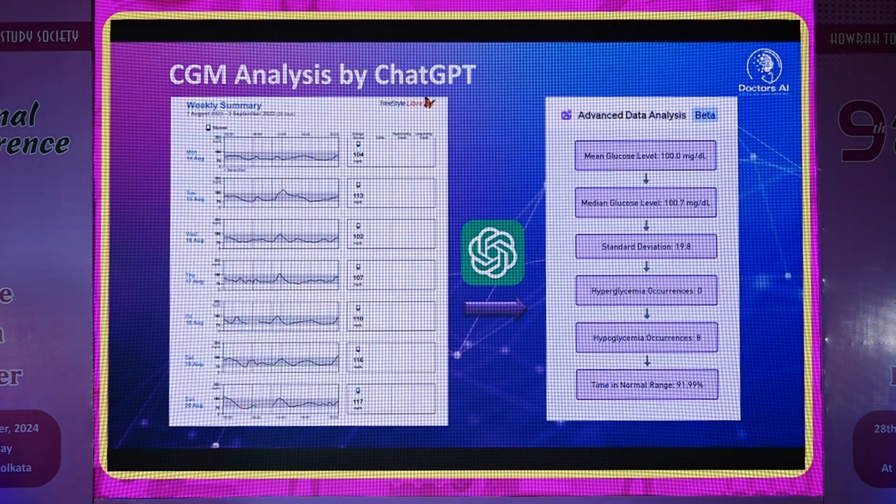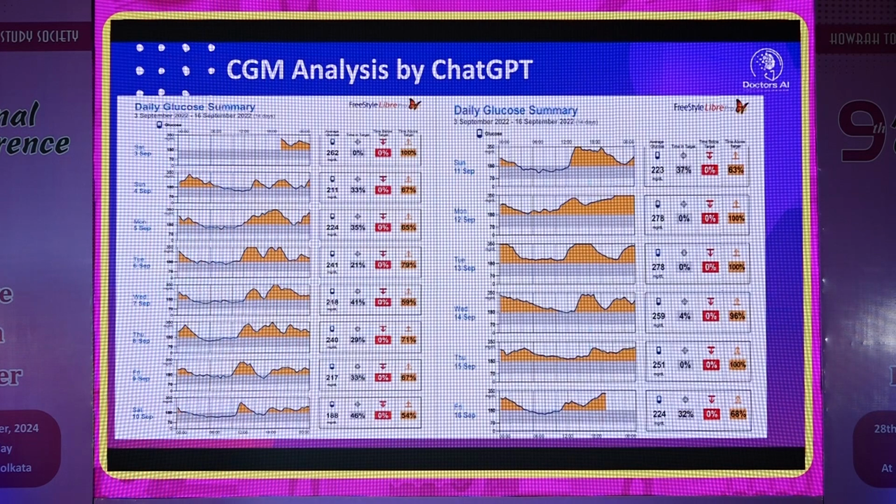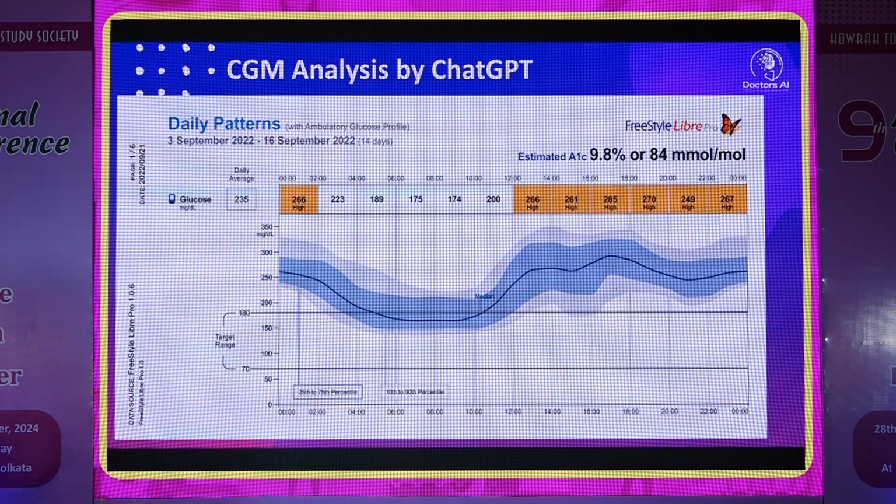Now let's give you some hands-on experience of how you could use ChatGPT. This is an example of a LibrePro graph. In the earlier days of ChatGPT, we used this for analyzing that whole data, and it would give you some kind of a mean, median, and standard deviation of the data. So that was quite helpful. Take a look at this continuous glucose monitoring graph of a patient. You can see the controls are all over the place. This is the ambulatory glucose profile of this patient.